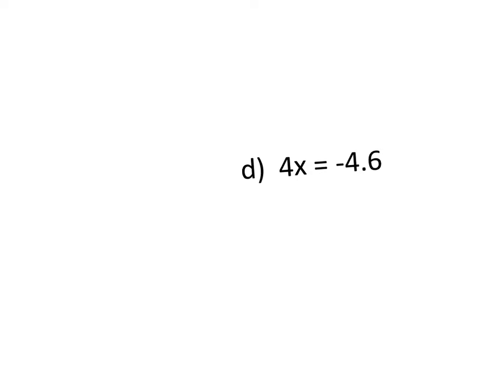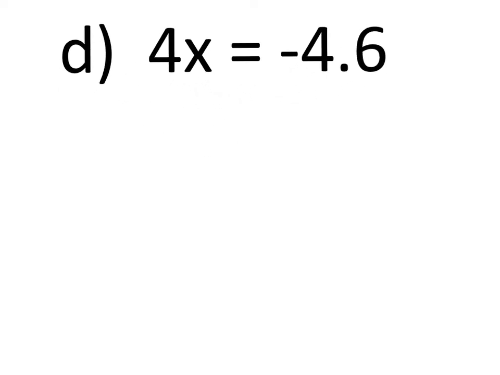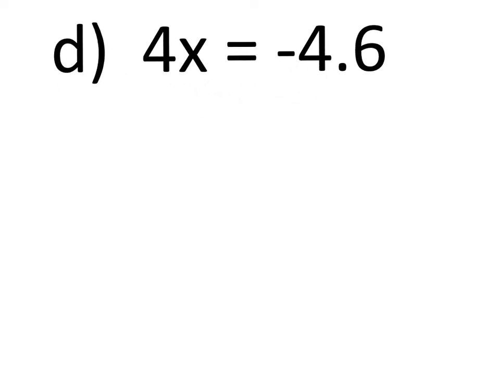All right, on D, we're going to do a little bit of division here. The reason I know it's division is right in the middle here, I'm going to have 4 times x. So to undo the multiplication, again, draw your wall if you need to, you are going to divide both sides by 4. Since it says multiplication, you divide by 4.